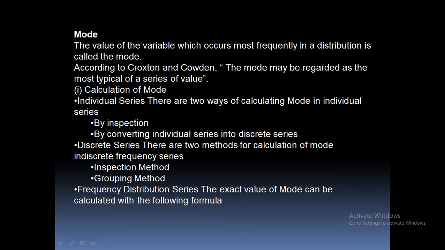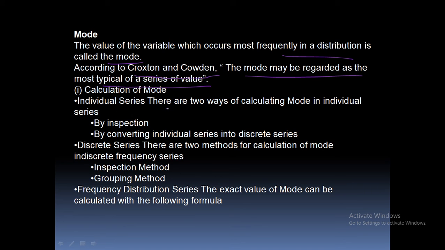Now the mode. The value of the variable which occurs most frequently in a distribution is called the mode, meaning the value which occurs again and again in a series. That value which occurs most frequently is known as the mode. According to Croxton and Cowden, the mode may be regarded as the most typical of a series of values.